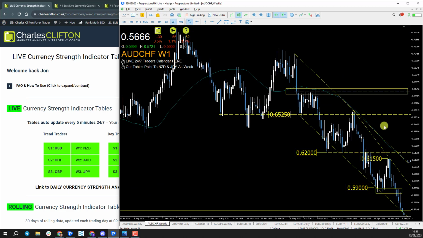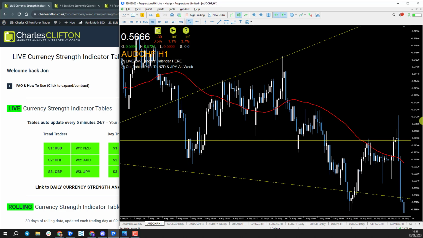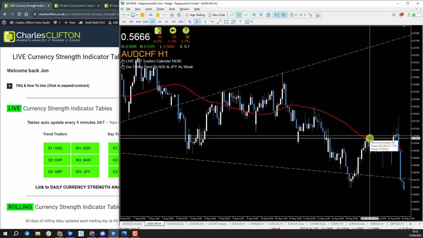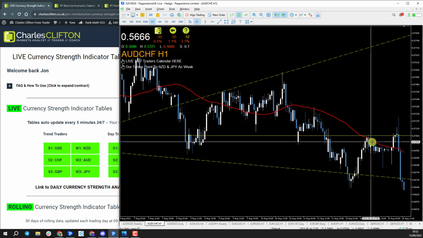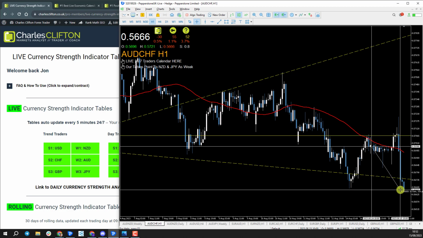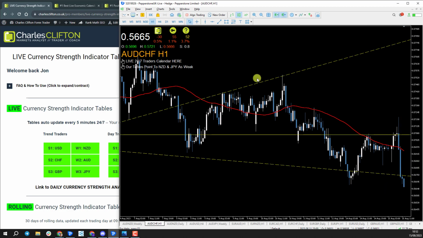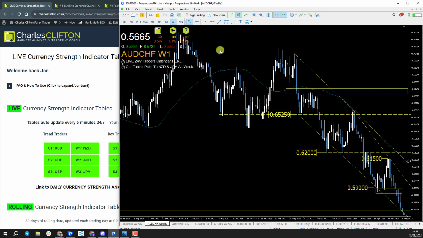Finally, I'm just going to cover Aussie Swiss. Obviously, we were talking about getting Aussie Swiss short. I am Aussie Swiss short just from this candlestick in here. This rejection of the 50 MA yesterday brought my attention to Aussie Swiss. So currently around about 32 pips up on this market. Looking for this market to really break down.